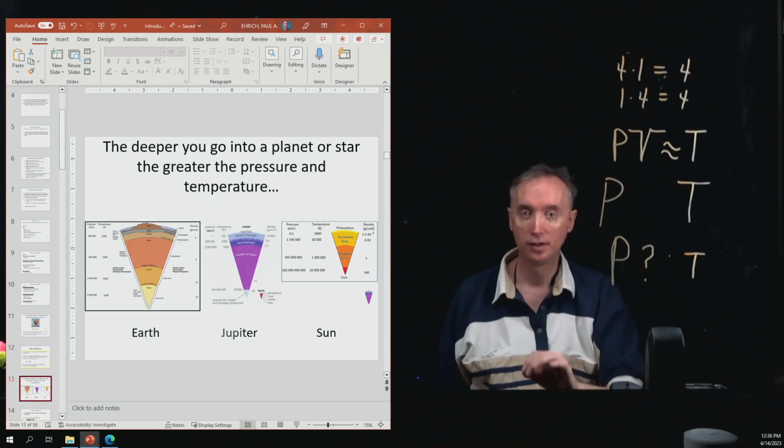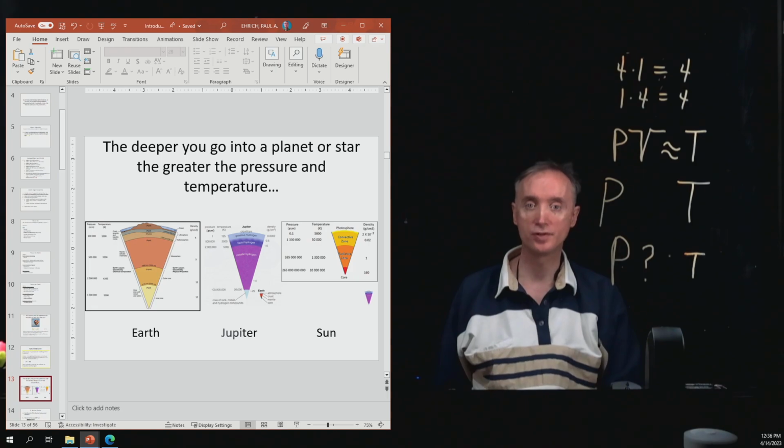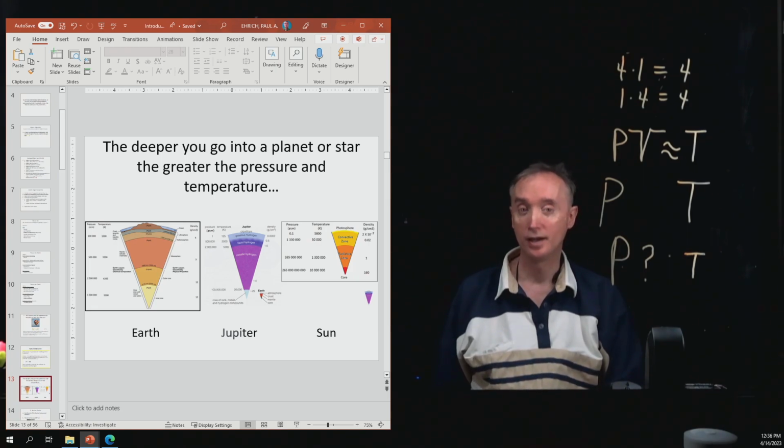And then here's a picture that shows the inside of the Earth, the inside of Jupiter, the inside of the sun. And you will notice that the deeper you go, the greater the pressure gets, and also the greater the temperature gets. I also wanted you to see just how small the Earth is in comparison to Jupiter and then just how small Jupiter is in comparison to the Sun.